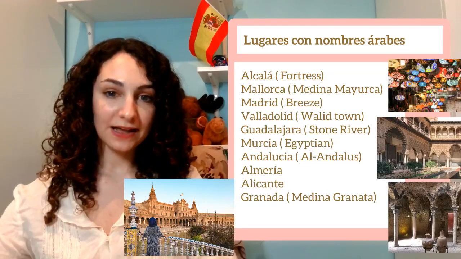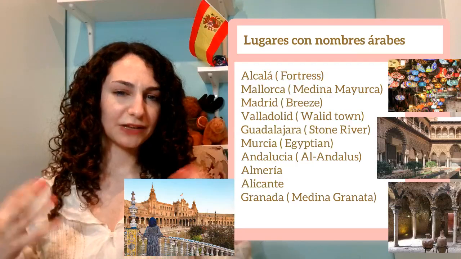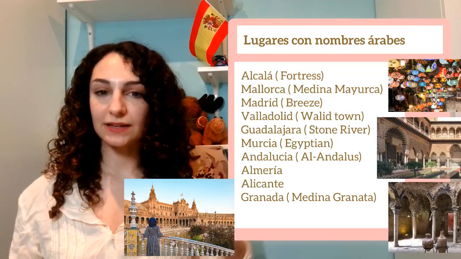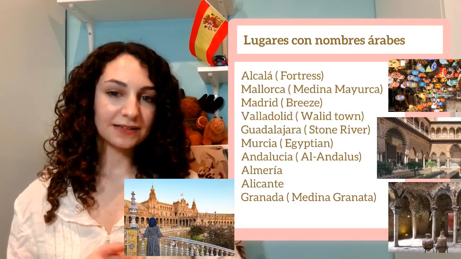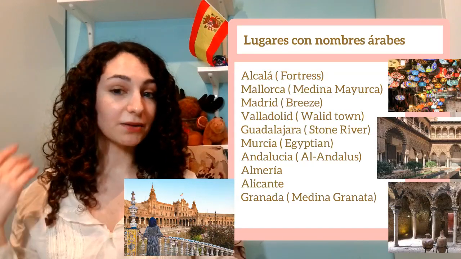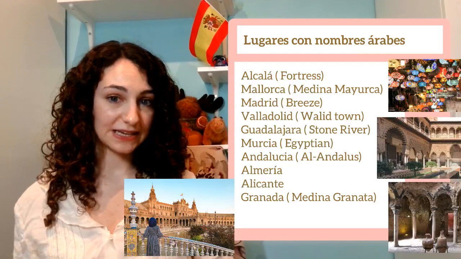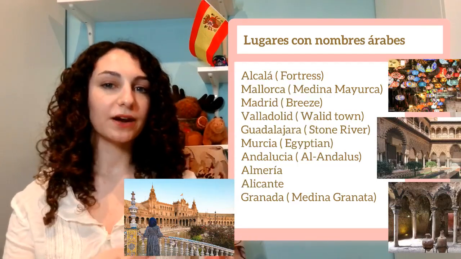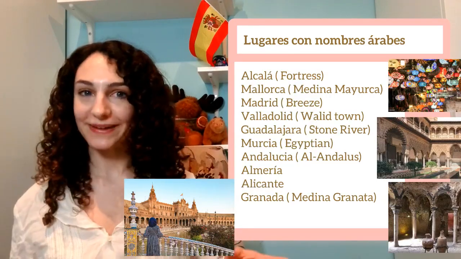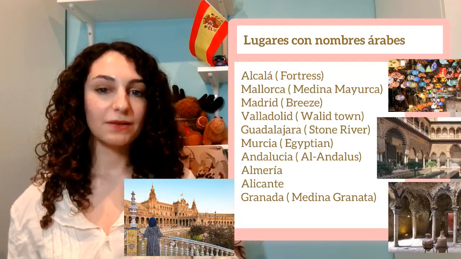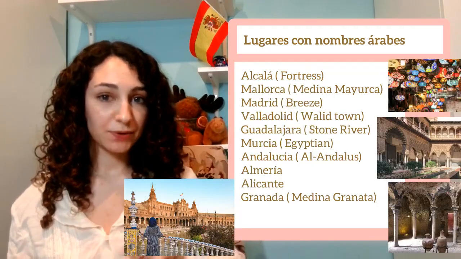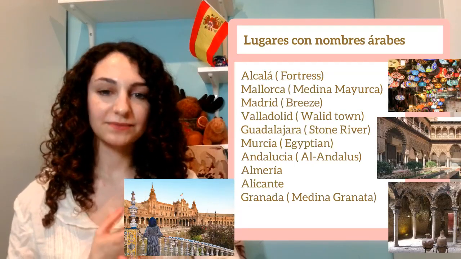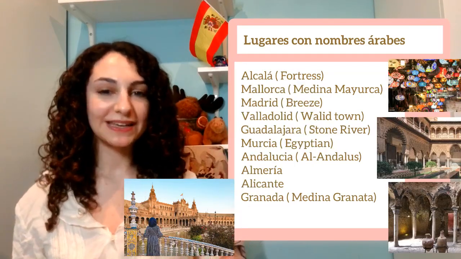Okay. So Alcala, that was meant to mean fortress. So if you see a place called Alcala, that comes from the Arabic word fortress. Mallorca, it used to be called Medina Mallorca, Medina meaning city, and Mallorca, it was part of the Caliphate of Córdoba. Okay. Madrid viene de la palabra breeze en árabe. Valladolid, que hay uno en México, también en España, it comes from the word Walid town.